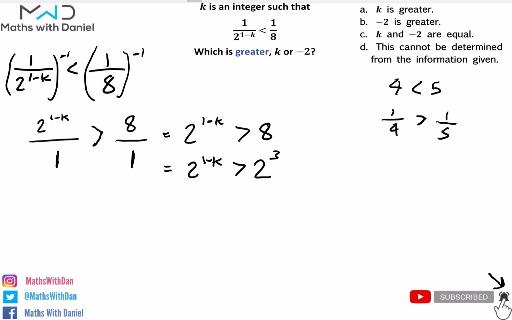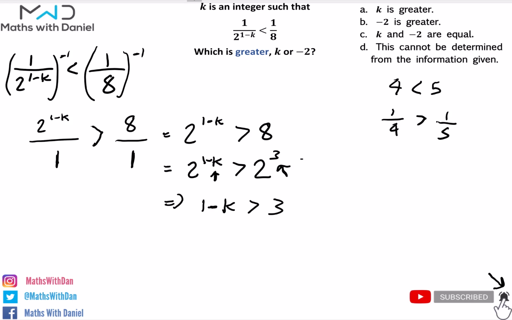And then what are we saying? We're saying that 2 to the power of something is greater than 2 to the power of something else. Well, that means that if this power here is bigger than this one, this power has to be bigger than 3. So therefore, we can clearly say that 1 minus k is greater than 3.